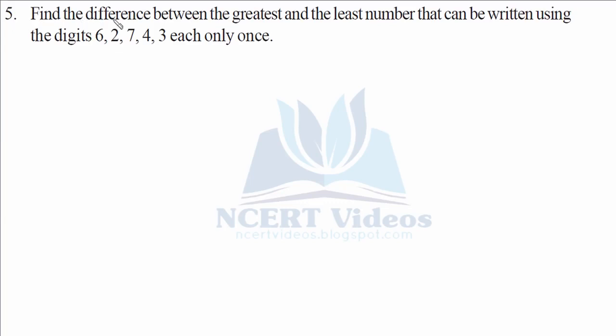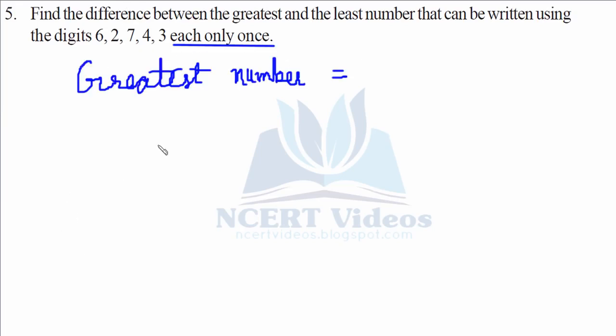Fifth, find the difference between the greatest and the least number that can be written using the digits 62743. So first of all, we have to make the greatest number. Greatest number will contain to the leftmost side the greatest digit. So here it is 7, the greatest digit. Then we will write 7, 6, 4, 3, 2, and so on.